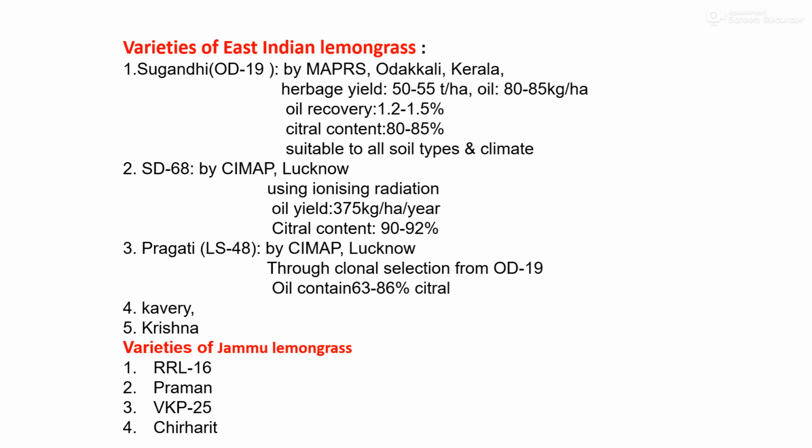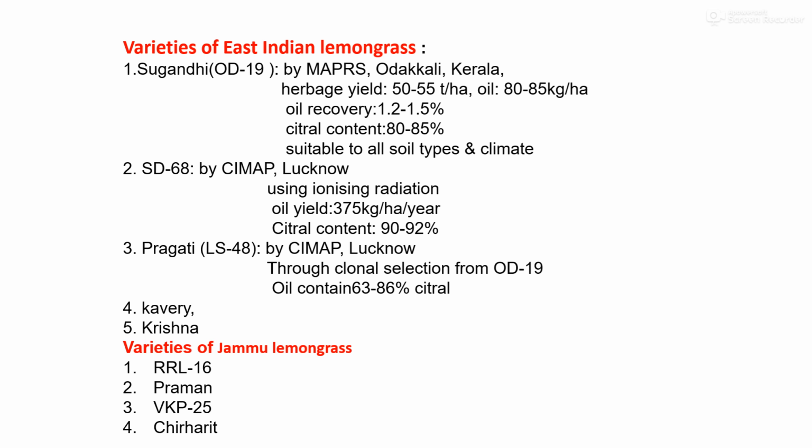The varieties of East Indian lemongrass. A well-known variety is Sugandhi, OD-19, by the Medicinal and Aromatic Plant Research Station, Odakkali, Kerala. The herbal yield of this variety is 50 to 55 tons per hectare, and the oil yield 80 to 85 kg per hectare. It has a high oil recovery of 1.2 to 1.5%. The citral content is again great, 80 to 85%, and it is suitable for all types of soil and climate. The second important variety is ASD-68.